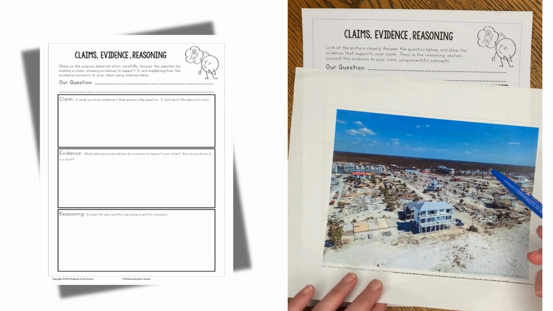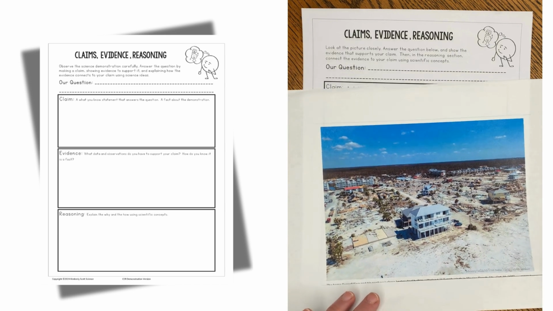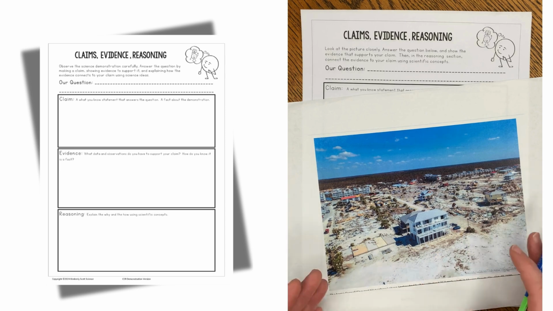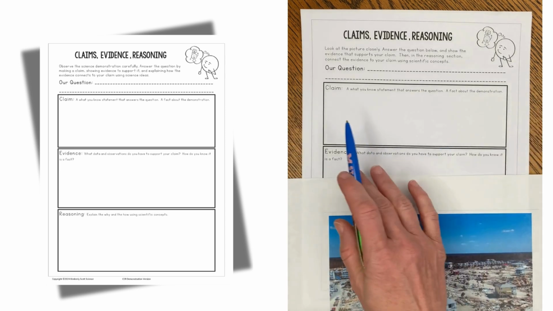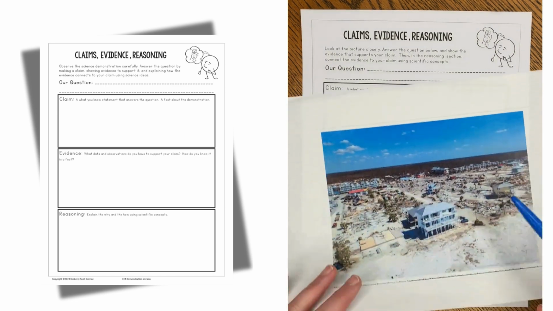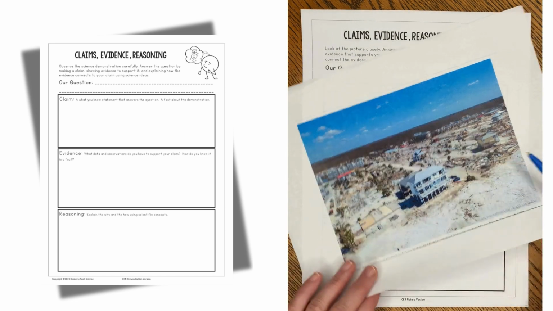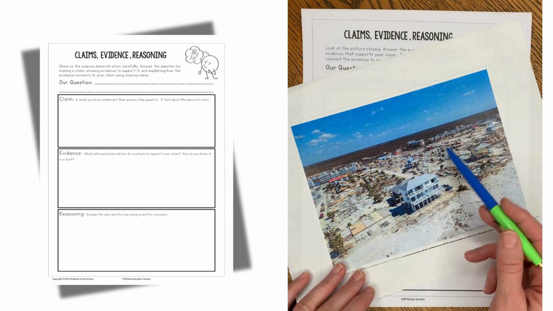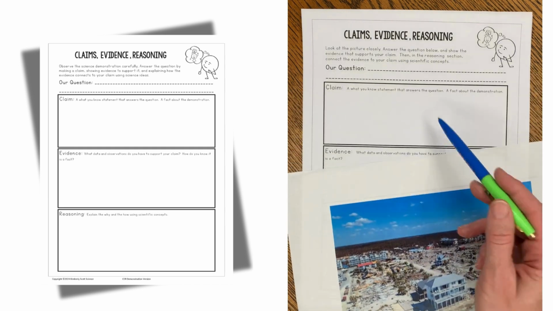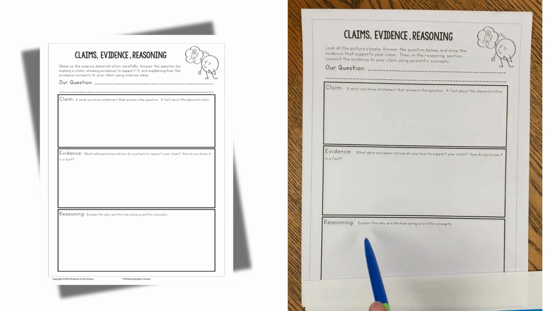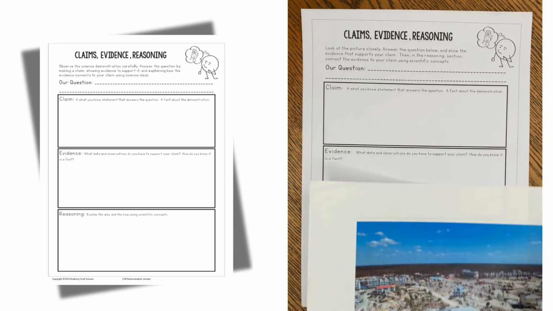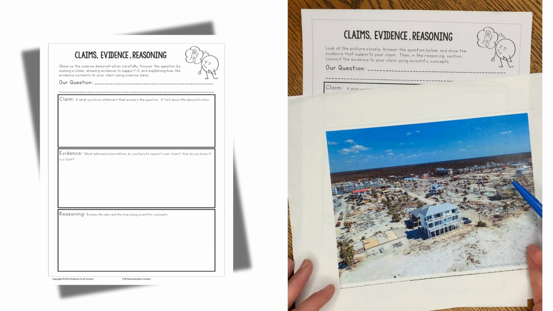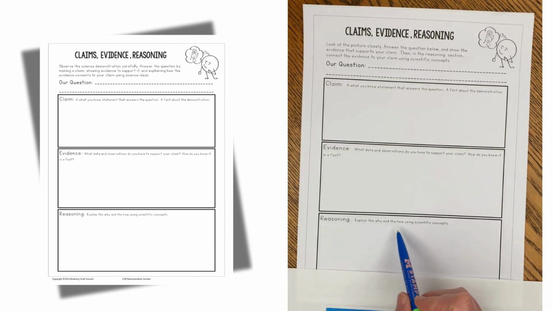Our question, why is this house still standing? Or what do you think happened in this picture? And so it could go different ways with that. They would make the claim, I think they got hit by a tidal wave. Here's the evidence of why I think so. They would look at the picture for different things that say, this is why I came to that claim. And then their reasoning might get into the fact that they know water is strong. They know it's sandy there. It looks like there's a beach, so it must be on the ocean. And then they would give that scientific reasoning.